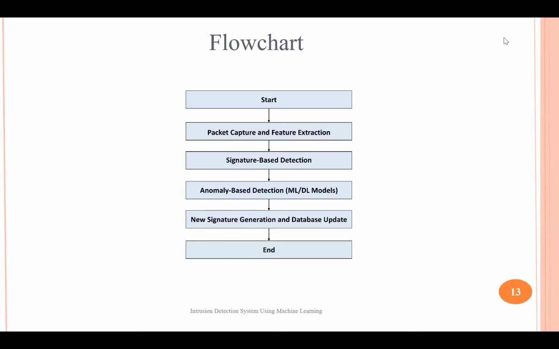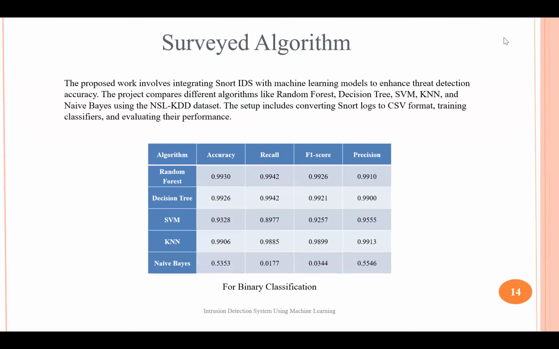This is the flow chart. As you can see, we will be capturing the packet. Then the packet will be transferred to signature based detection. After that, it will be transferred to anomaly based detection, and we will create a new signature if the signature is not present, or if the packet is malicious and detected by the anomaly database, and then we will end.